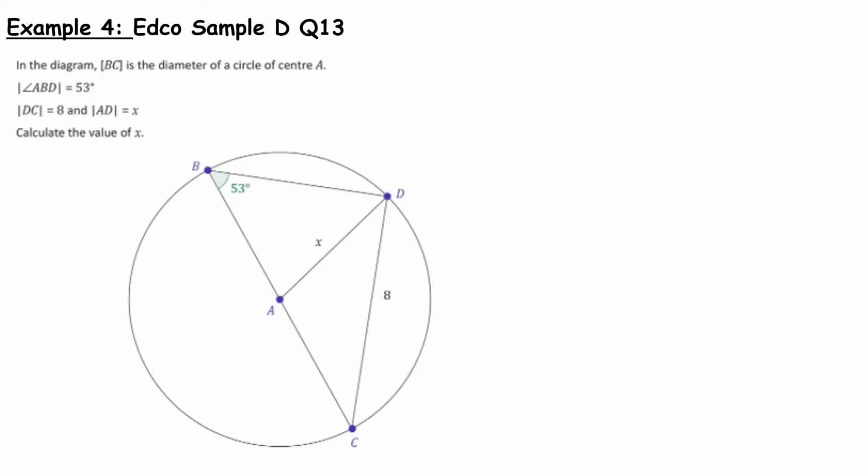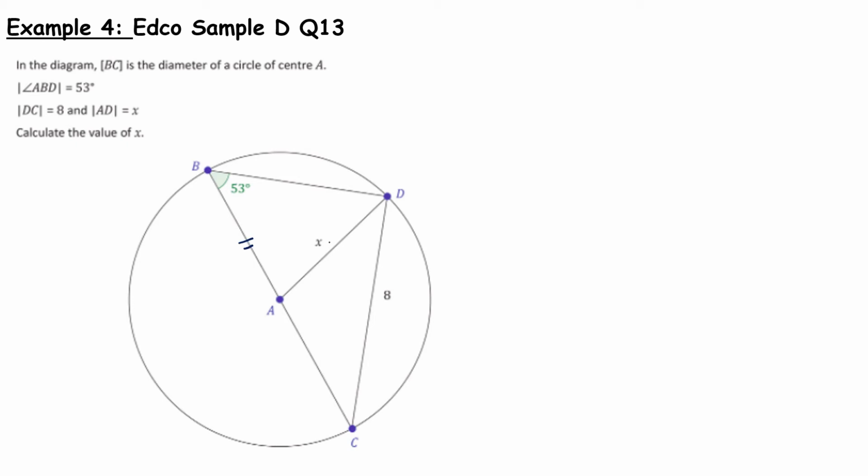So example 4 is an Edco Sample D Q13, and in the diagram BC is the diameter of a circle with center A. ABD is 53, the length of DC is equal to 8, and the length of AD is equal to X. Find the value of X. Now it's interesting because they want a length this time, and anytime we're working in triangles and need to get the length of a side of a triangle, we're really limited to doing either similar triangles, which it doesn't look like we're going to have here because we don't have enough side information, or trigonometry. In order to use trigonometry, we need to have right angle triangles, which we don't have. So that should be our way of thinking.